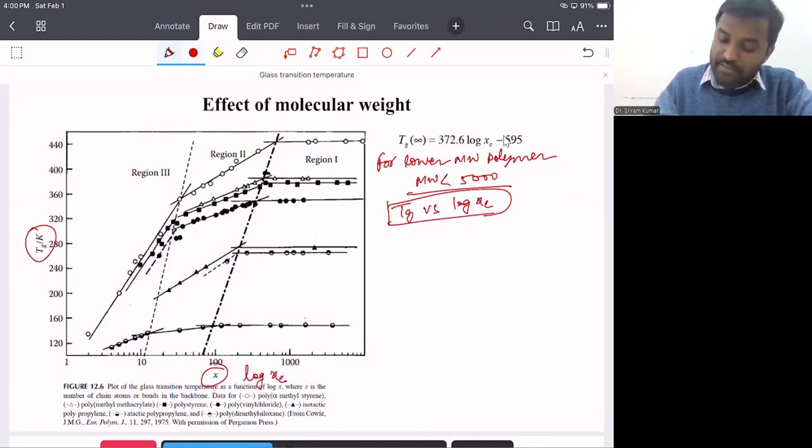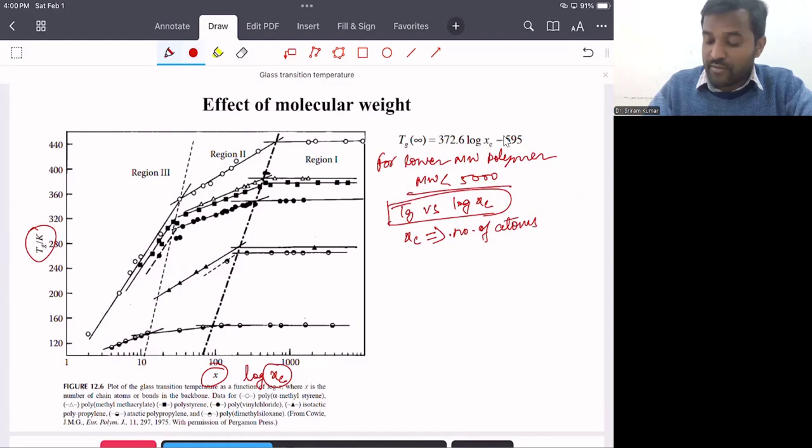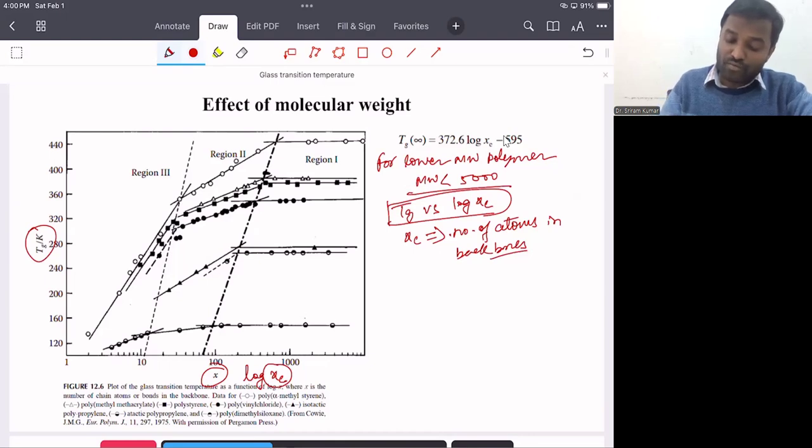Here Xc is about the number of atoms in the backbone. Based on that, we want to understand how the glass temperature gets affected by this number of atoms in the backbone. So we have three different regions: region one, region two, and region three.